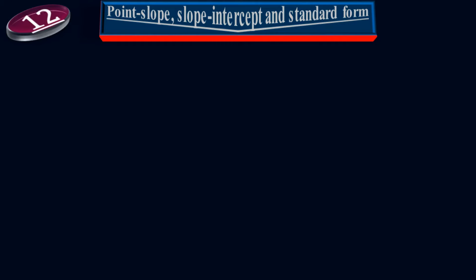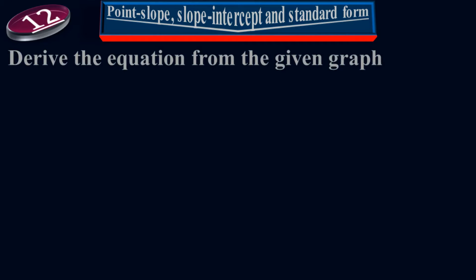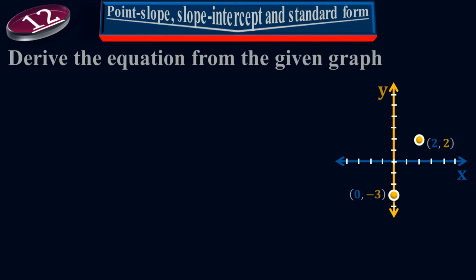Example number 12. Derive the equation from the given graph. What is my graph? My graph is here. This is the first point and here is the second point. Let me join these 2 points to have a graph of f of x. This is the given graph.